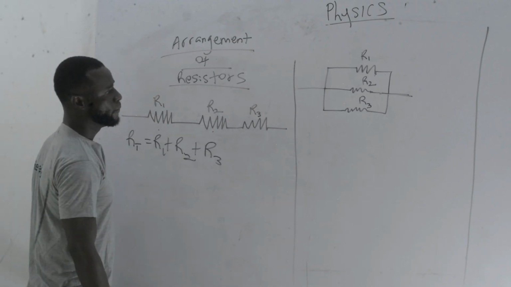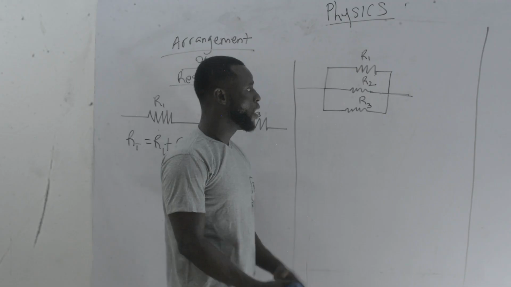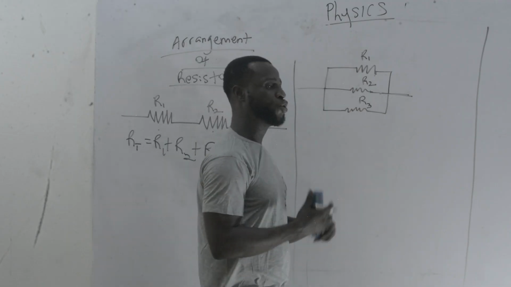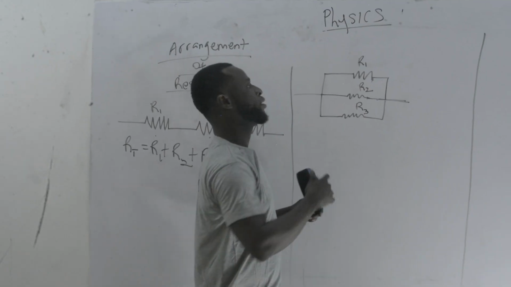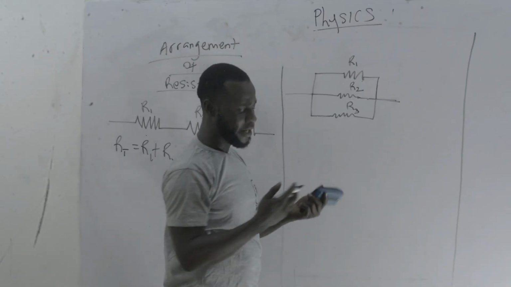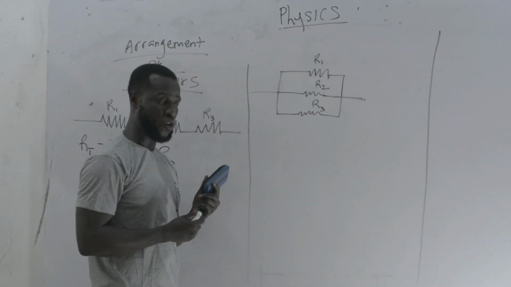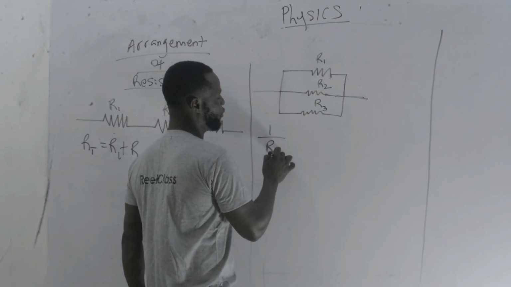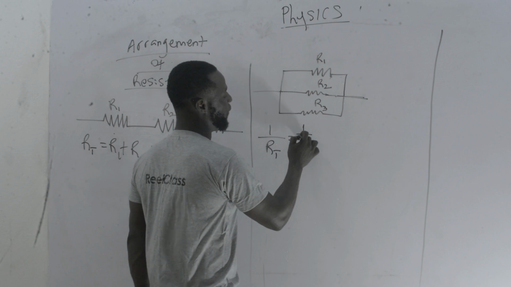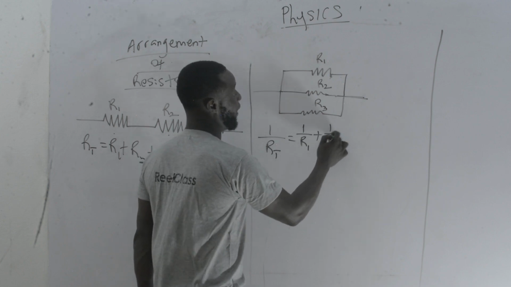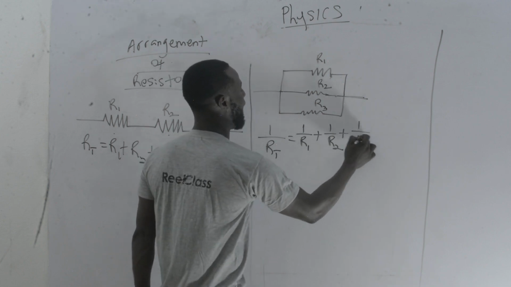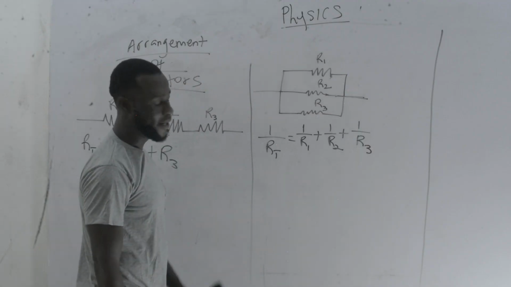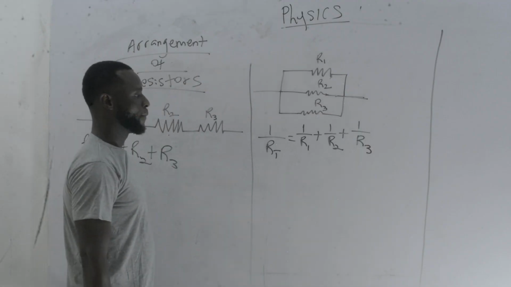Let's come over to parallel arrangements. For parallel arrangements, if I'm to get the equivalent resistance, or the total resistance, or the resistance of the combination, then this is what I'm going to do. I'm going to do 1 over R total is equal to 1 over R1 plus 1 over R2 plus 1 over R3. This is what I'll do to get the total resistance or the equivalent resistance of the combination.